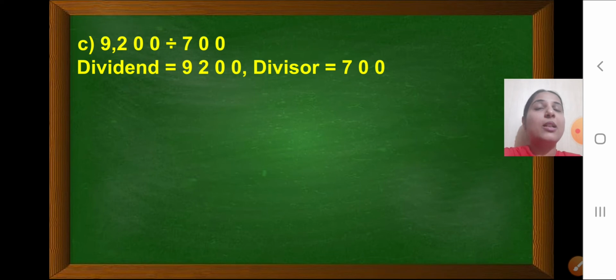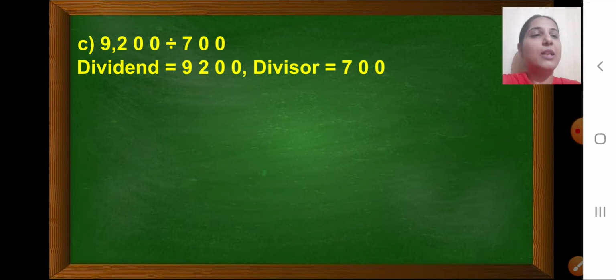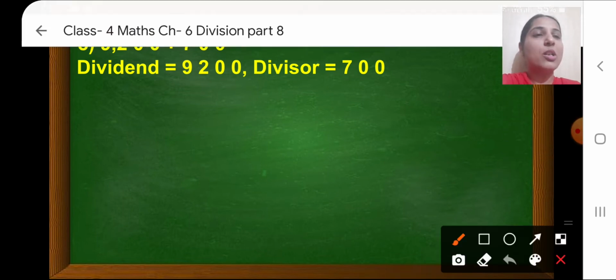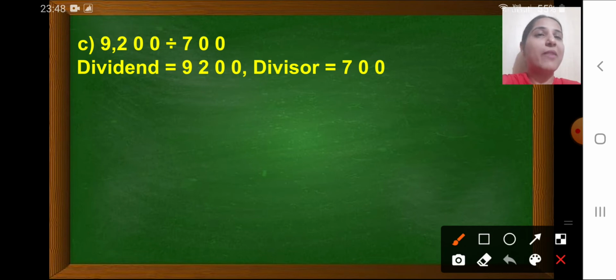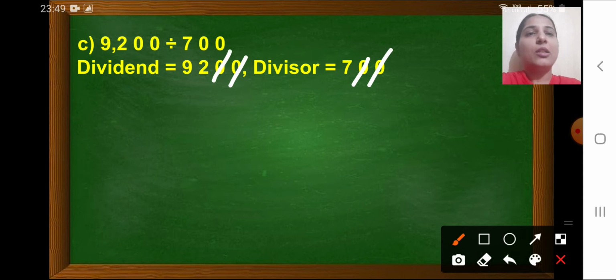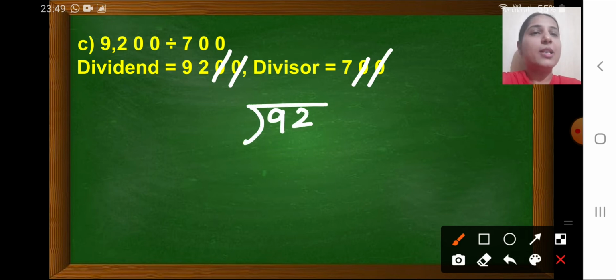Now question number C is 9200 divided by 700. So again we will now cancel the common number of zeros. So how many zeros do both the dividend and divisor have? 2 zeros, you can see 2 zeros. So first we will cancel the zeros which are in the ones place and then in the tens place. So now we will divide this 92 by 7. So 7 ones are 7.